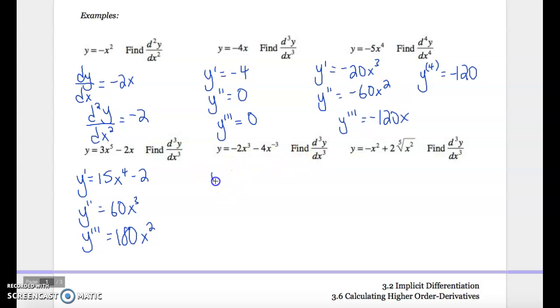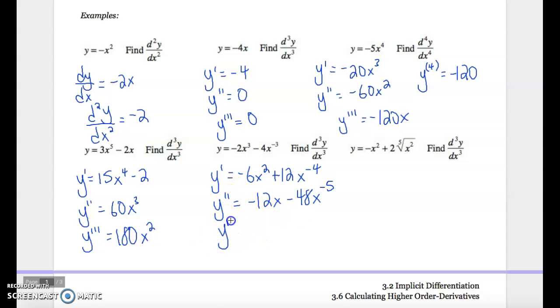Okay, third derivative here. So y prime would be negative 6x squared. Now careful here, you've got a negative exponent, so this would be positive 12x to the negative 4. Your second derivative would be negative 12x. This would be negative 48x to the negative 5th.